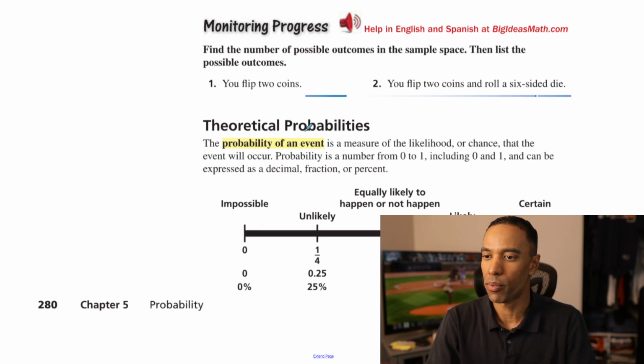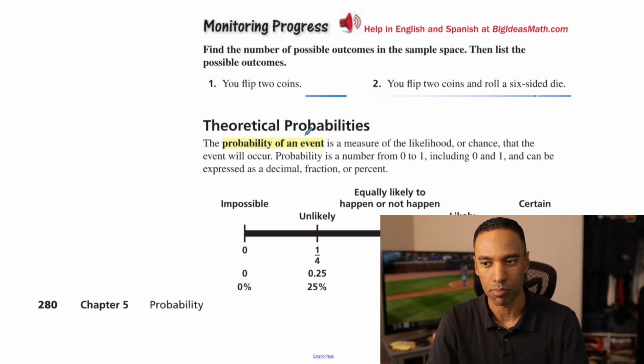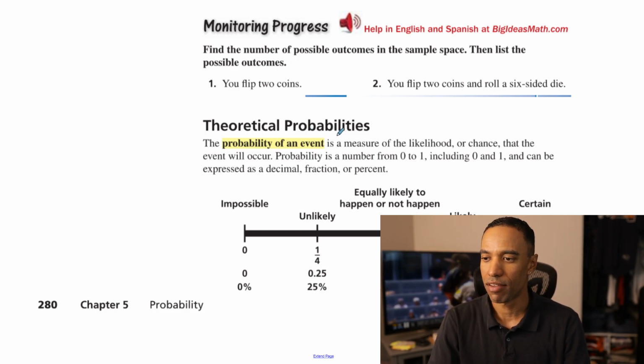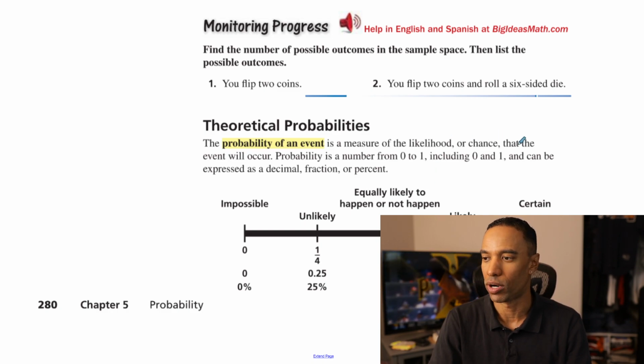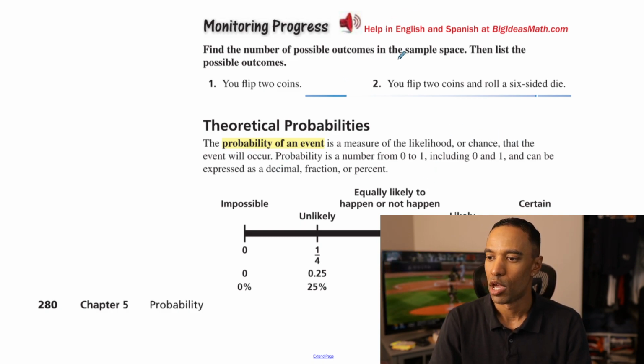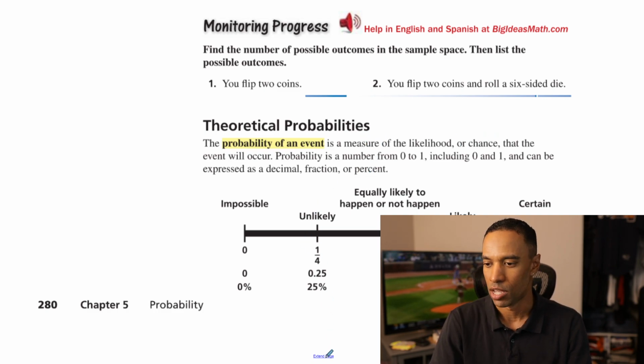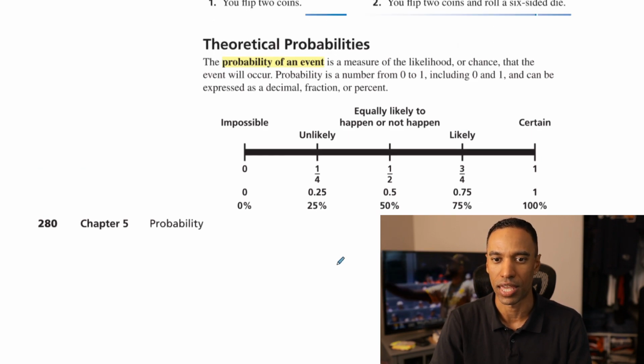The theoretical probabilities. Okay, because there was theoretical and there's experimental. Let's see about theoretical. The probability of an event is a measure of the likelihood or chance that the event will occur. Probability is a number from 0 to 1, including 0 and 1, and can be expressed as a decimal, fraction, or percent. So it's great that they're showing all three different things, and I want to talk about that as well.